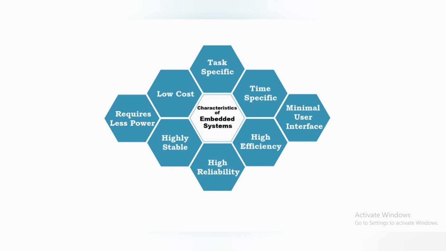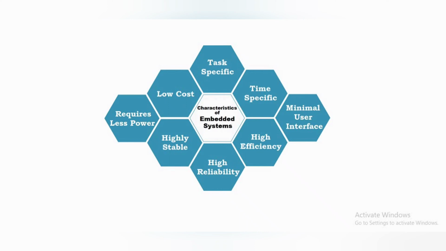First of all, the embedded system cost must be less. This is the most important characteristic of any embedded system, so according to the cost, we should design the embedded system. Next is task specific. For particular applications, a specific embedded system is required, so according to your task and your application, we should use the embedded system. Time specific is also very important.